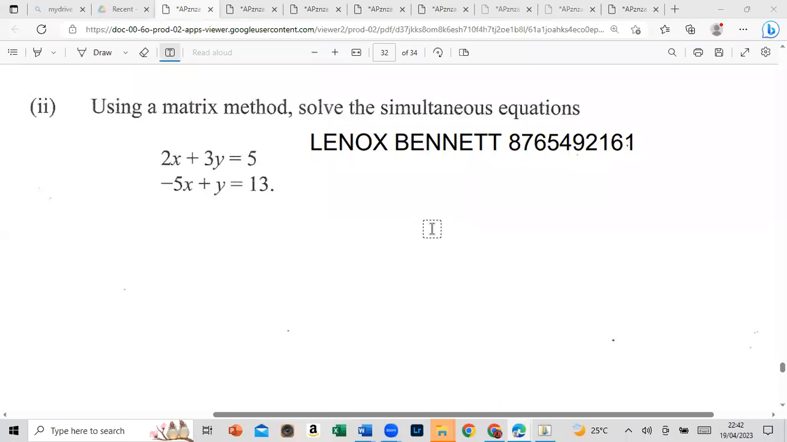Alright, guys, on to the final part, and it says use a matrix method to solve the simultaneous equation. So you guys go ahead and solve that, and then I will step in.